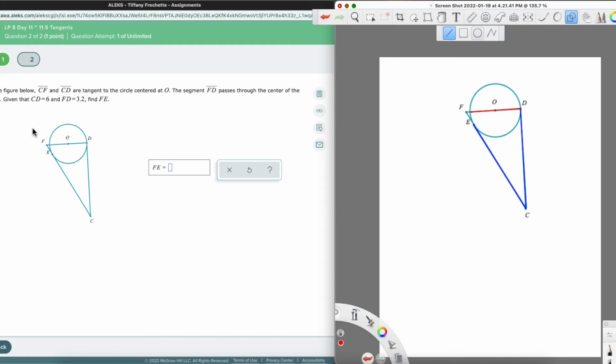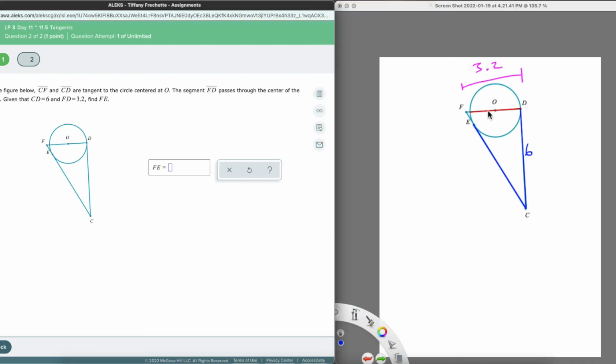And we're given that CD, let me go back to my blue, CD equals 6 and FD equals 3.2. So FD, the whole thing, equals 3.2. I'll put it in pink. So FD, I'll go like that, all the way across equals 3.2. And they want us to find FE.